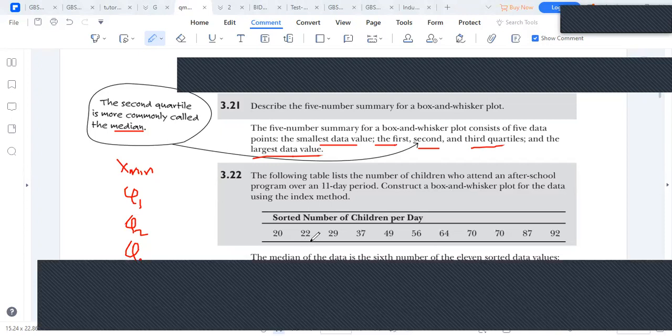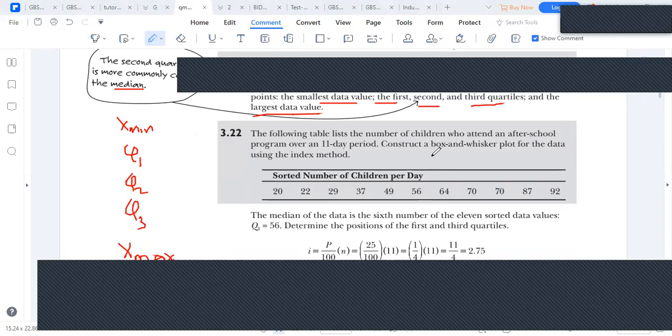All right, so let's construct a box whisker plot from the following data here. We are given data 20, 22 up to 92. So how many do we have here? We have 11 data points: 1, 2, 3, 4, 5, 6, 7, 8, 9, 10, 11. So a 5-point summary for 11 data points.